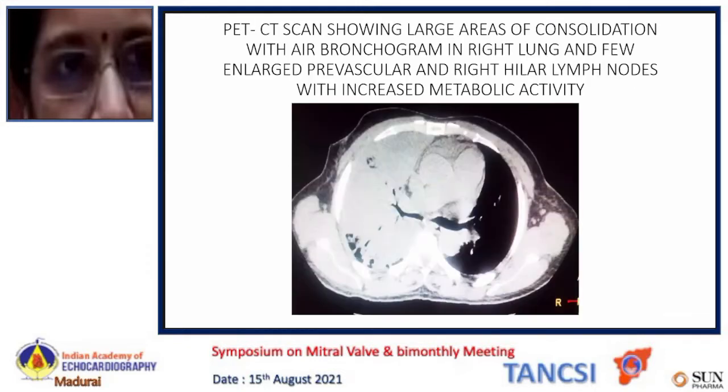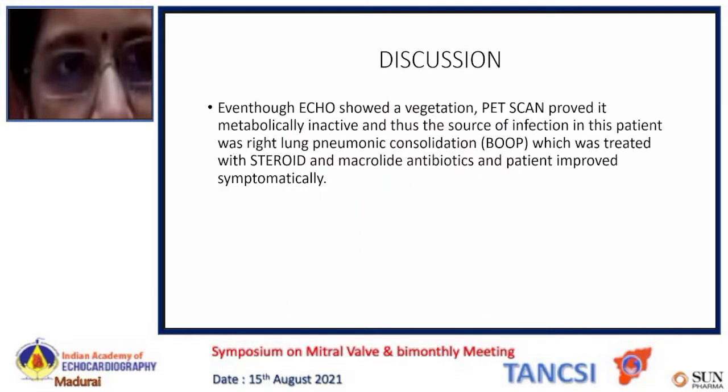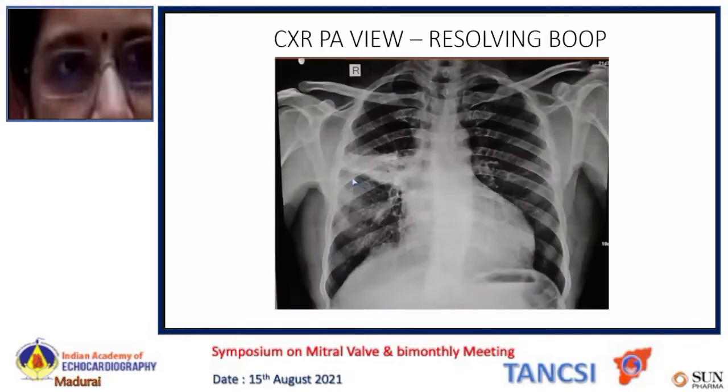The PET CT scan showed right middle lobe and lower lobe consolidation with bronchogram and enlarged prevascular and right hilar lymph nodes with increased metabolic activity. So even though echo showed a vegetation, PET scan proved it was metabolically inactive. There was no metabolically active lesion in the aortic valve area. Thus the source of infection in this patient was the right lung pneumonic consolidation, BOOP. He was treated with high-dose steroid for a period of 2-3 months, along with macrolide antibiotics, and the patient improved symptomatically. This was a chest X-ray taken after 4 weeks, showing resolving BOOP.